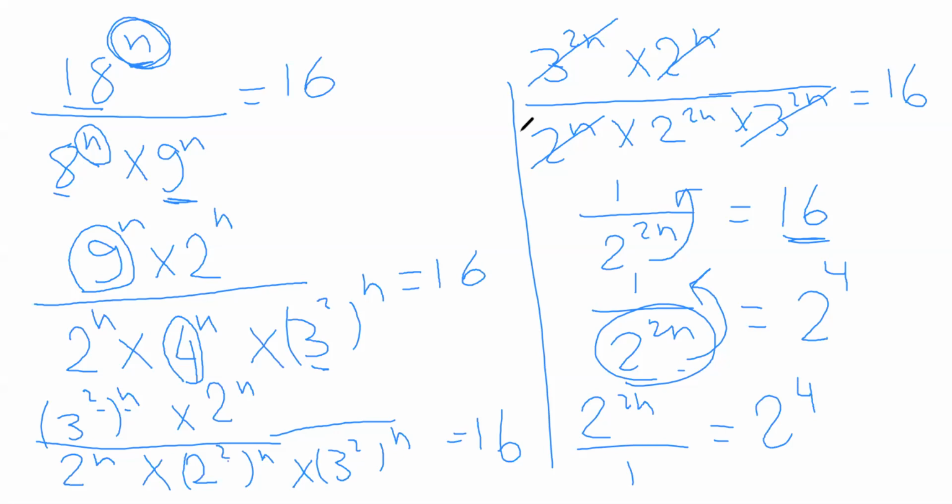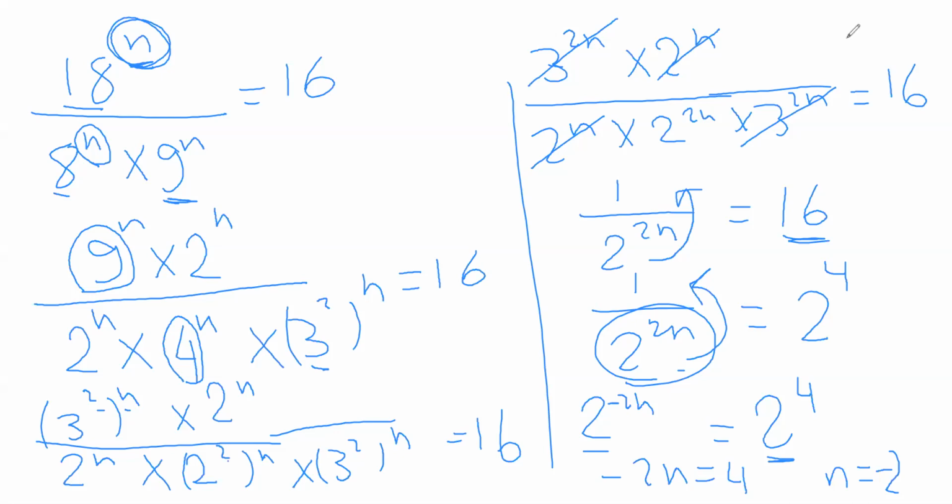So I will do what with the power? I'm changing the places, and with the places I will change what? Negative. Yes, I make the power negative. So it becomes 2 power negative 2n equal 2 power 4. Now the bases are equal, so negative 2n equal 4. So n equals 4 divided by negative 2, equal negative 2. So n in this case equals negative 2. If you want the solution set, it is negative 2.